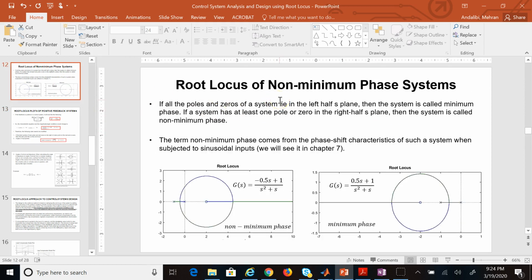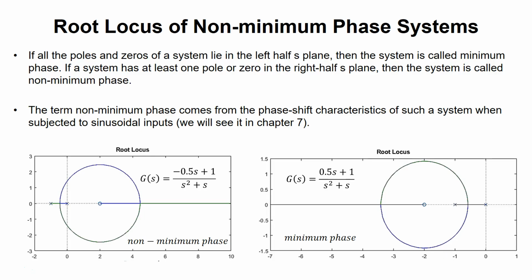So first, non-minimum phase. What do I mean by non-minimum phase? The definition is here. If all the poles and zeros of G times H lie on the left half of the S-plane, on the left side of the imaginary axis, then the system is called minimum phase. If there is any pole or zero, at least one, on the right-hand side of the imaginary axis, we call the system non-minimum phase.